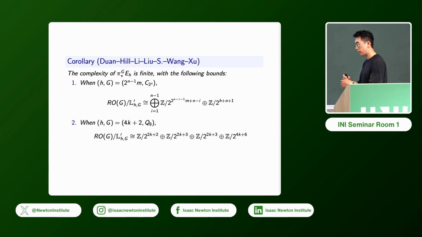So not only do I know the periodicity for the integer graded ones, I actually have some control over the Q8 and the C2n periodicity lattice. They're all finite with this bound. And here you can pick out the integer graded periodicity. So that's the integer graded periodicity for C2n, and that's the one for Q8. And the rest is telling you the complexity of the RO(G)-graded part.